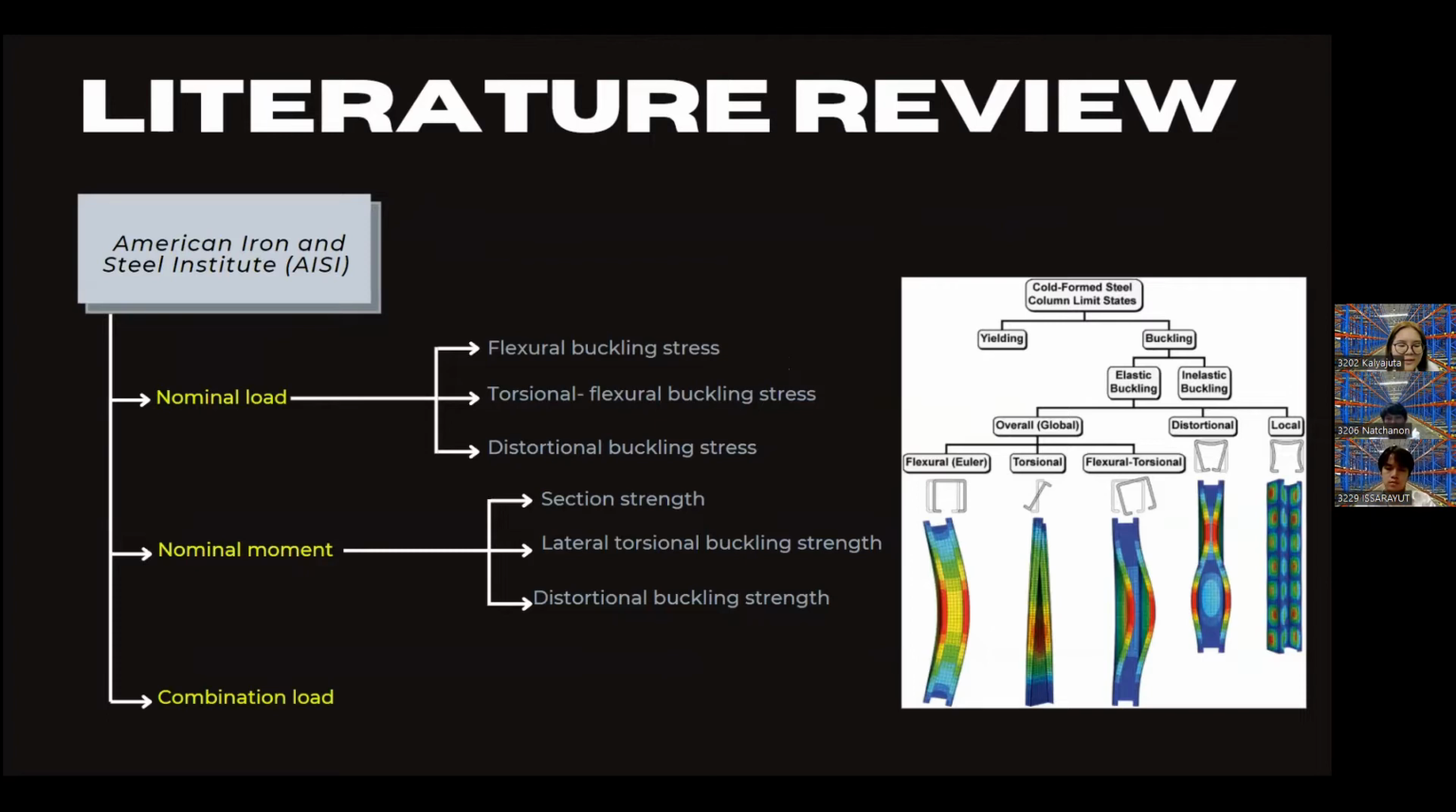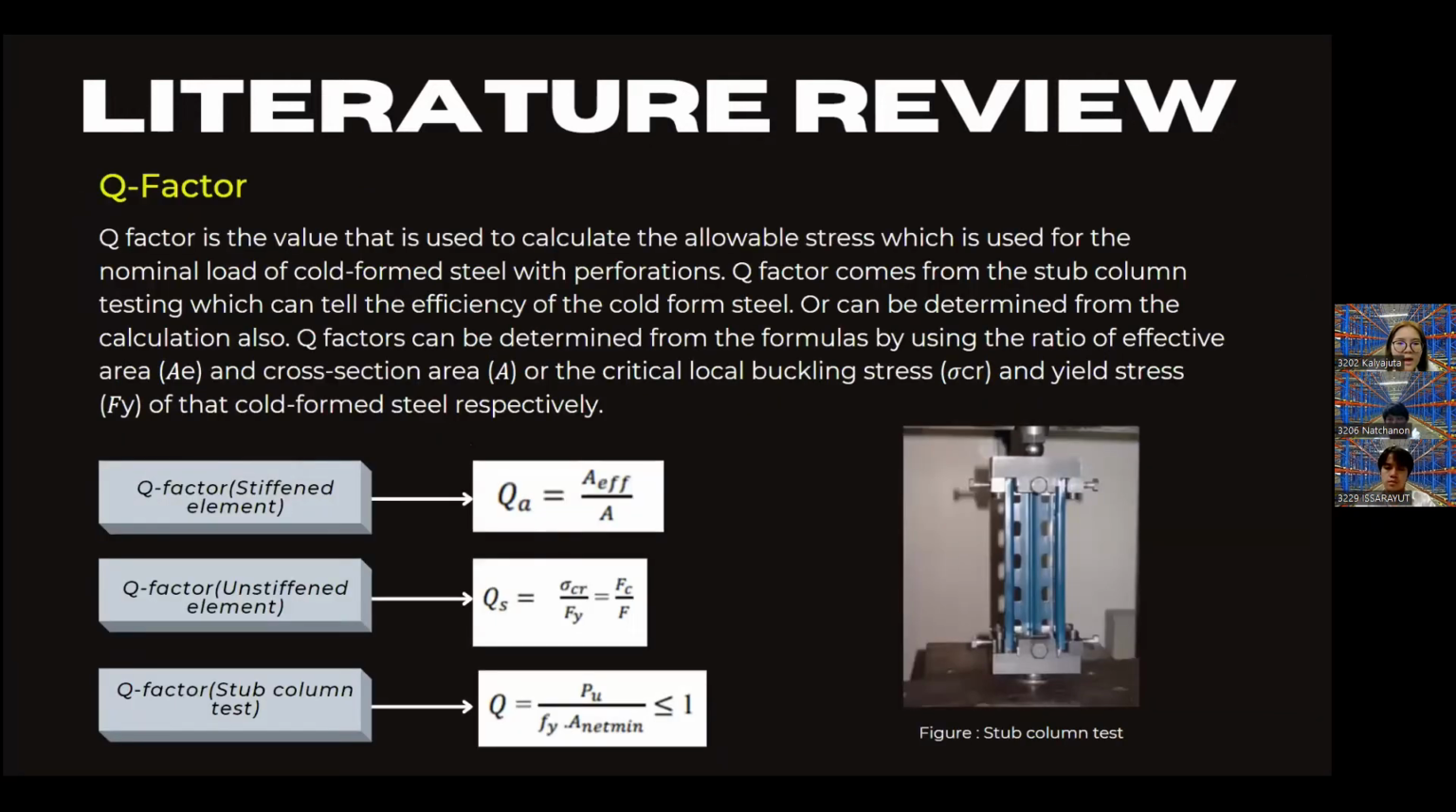For the AISI standard, it focuses on key topics about nominal load. In this case, it covers yield failure, flexural buckling strength, torsional flexural buckling strength, and torsional buckling strength, and the nominal moment is focused on yield strength, section strength, lateral torsional buckling strength, and distortional buckling strength, and the last is combined load. The Q factor is a value used to calculate the allowable strength, which is used for the nominal load of cold-formed steel with perforations.